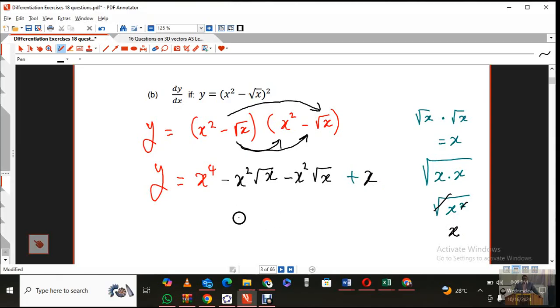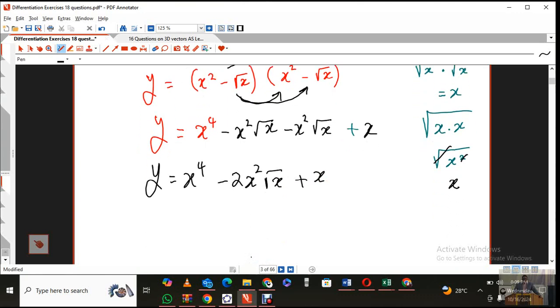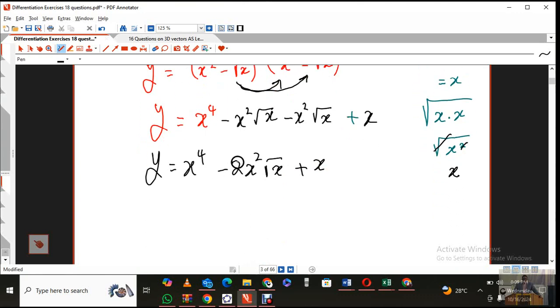Okay, so we can clean it up a little bit further. So this is y equals to, so I've got like terms in the middle, that's two of those, minus 2x squared root x, obviously plus x. Now it's better looking, we suggest, unless you obviously want to do something about this root of x.